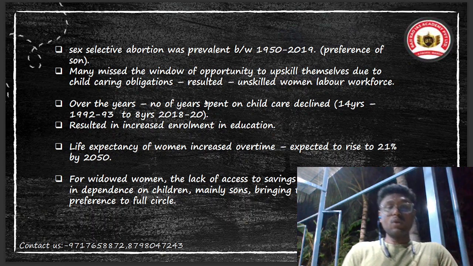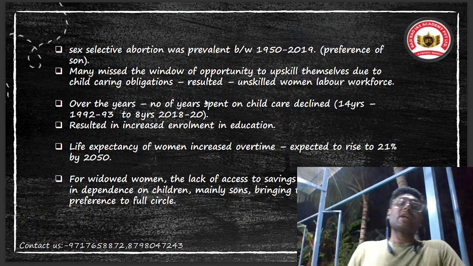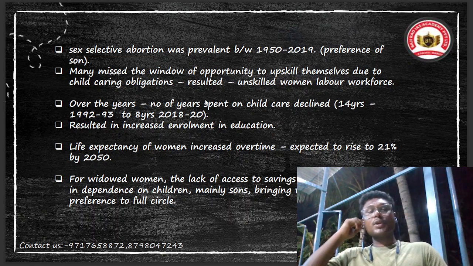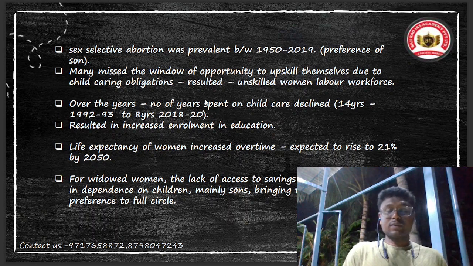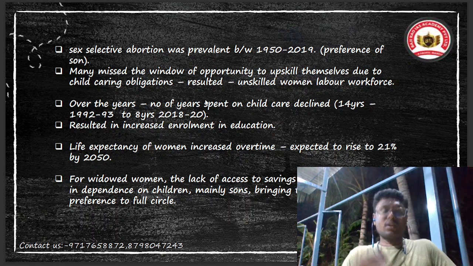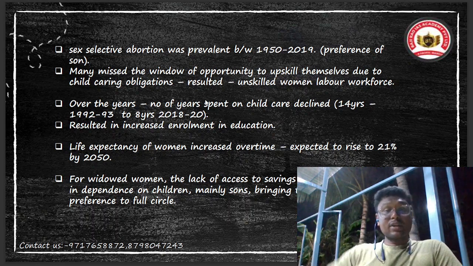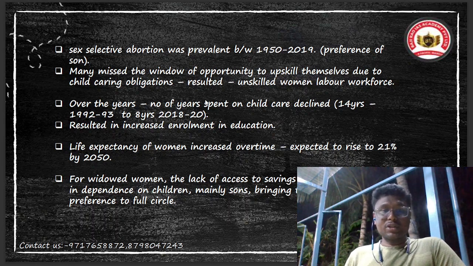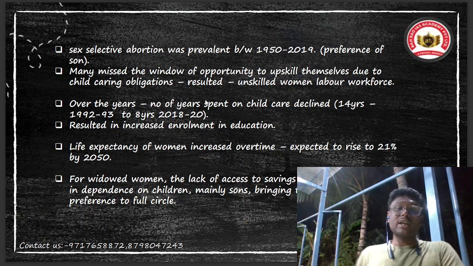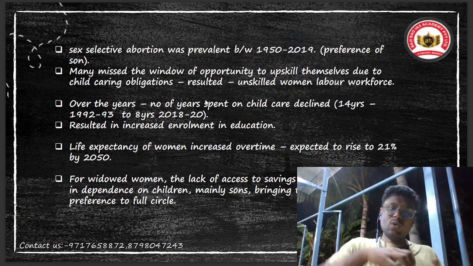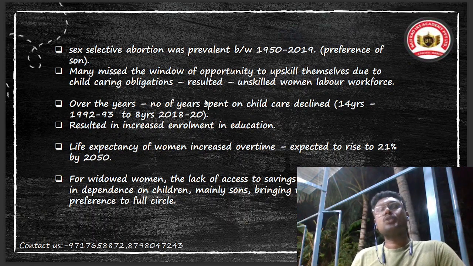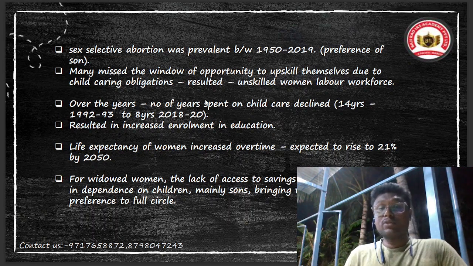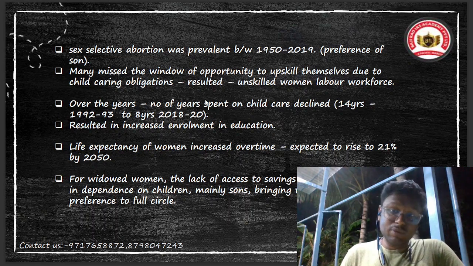Many missed the window of opportunity to upskill themselves due to child caring obligations, resulting in an unskilled women labor workforce. See, guys, you all know care work. Women have been allotted care work or housework as a job for themselves. Women are mostly employed in house caring only, and the most important obligation is child caring. Because of this obligation, they do not get a chance to upskill themselves. Because of lack of skills, they become unskilled women, so labor force participation by women has also decreased.